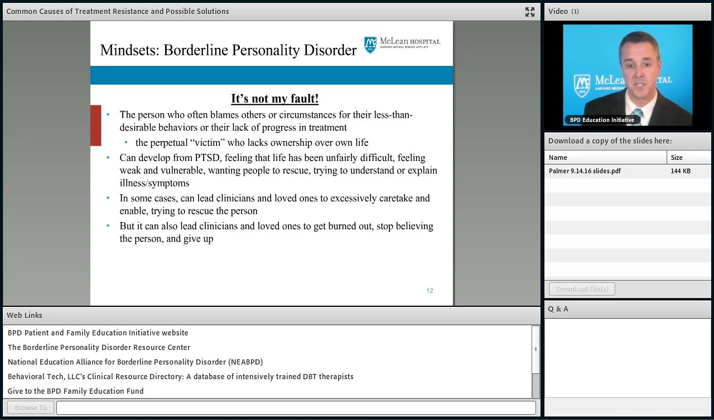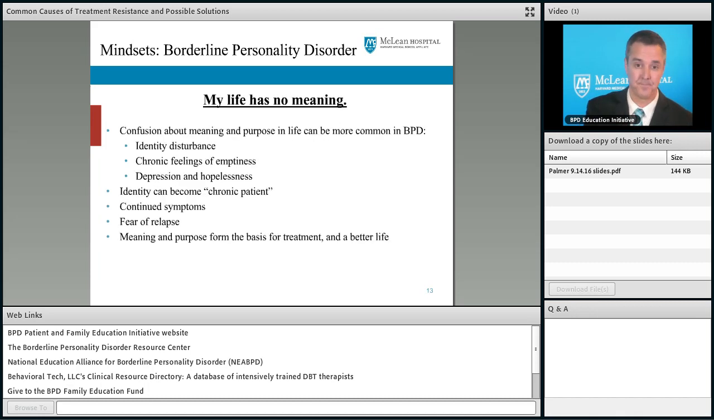In some cases, it can lead clinicians and loved ones to excessively caretake and enable. They're trying to rescue the person. This person's helpless. They're getting victimized all the time. I want to rescue them. But it can also lead people to get burned out, stop believing the person, and give up.